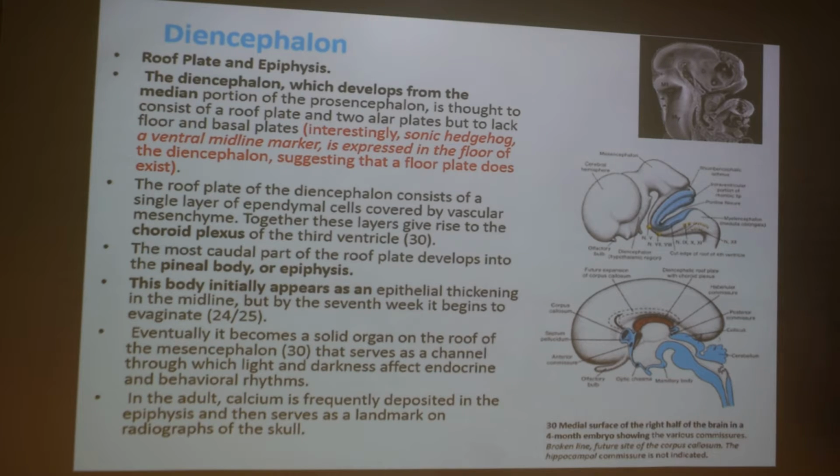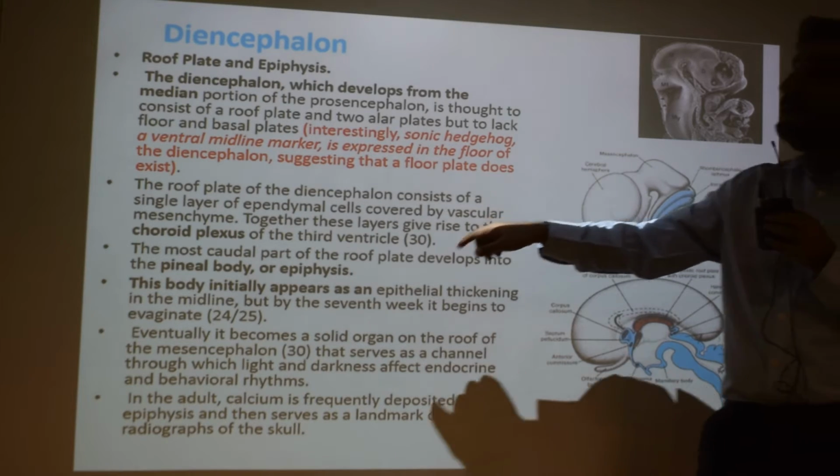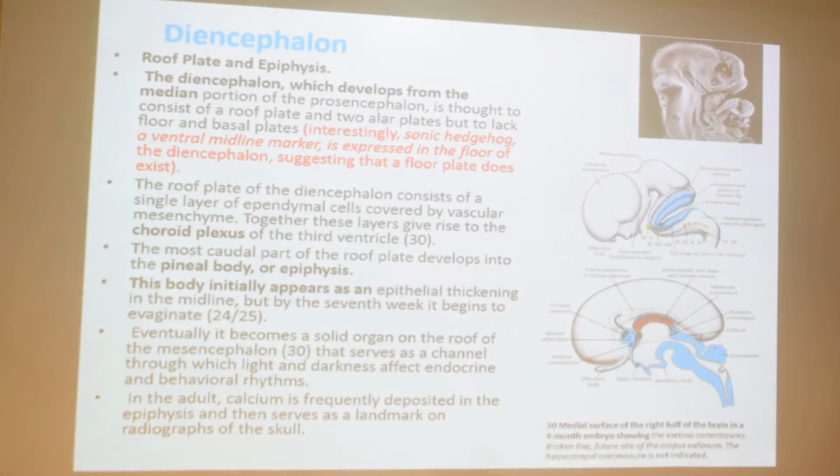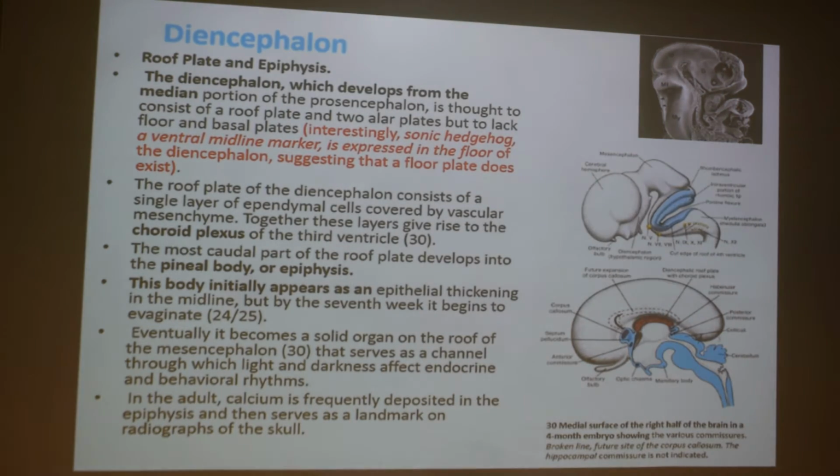Also the caudal part of the roof plate is going to give rise to the epiphysis, which is going to give rise to the pineal body, which you see overhanging at the back. So you know that the roof plate is going to give rise to the choroid plexus of the third ventricle, and it is going to give rise to the epiphysis, which is the pineal body and epidural nucleus, which we talked about before. The alar plates are going to give rise to the thalamus and hypothalamus.